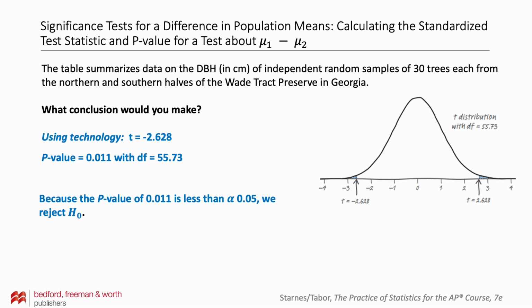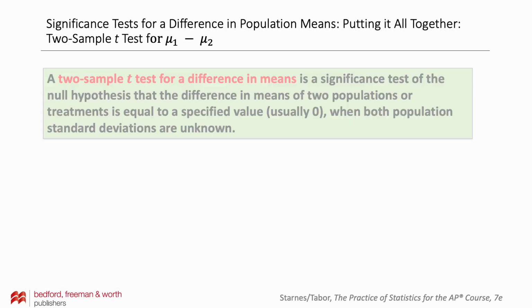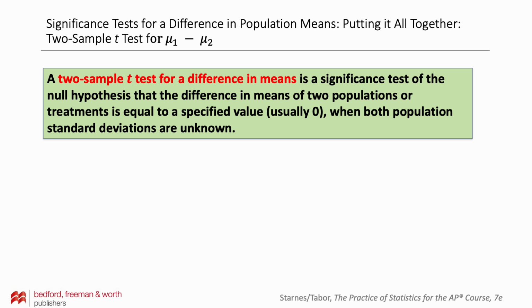What conclusion? Well, because the p-value of 0.011 is less than our alpha, which is 0.05, we reject the null. This data gives convincing evidence of a difference in the mean DBH of all trees in the northern and southern half of the forest. So the name of this inference is called a two-sample t-test for a difference in means. We are talking about two different samples. We're talking about a hypothesis test, so we're talking about tests, and it is the difference of means here.